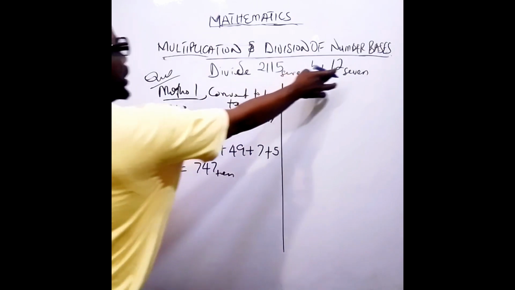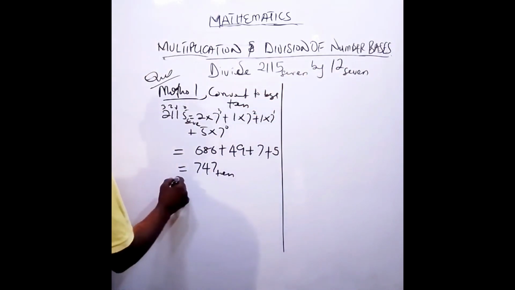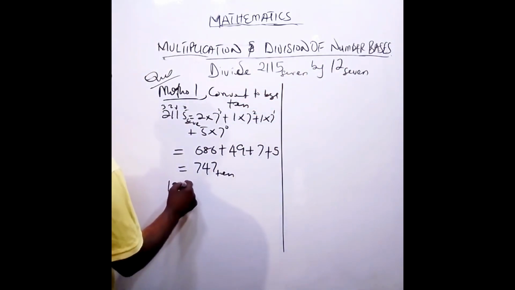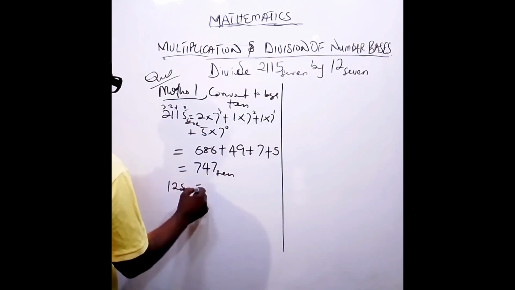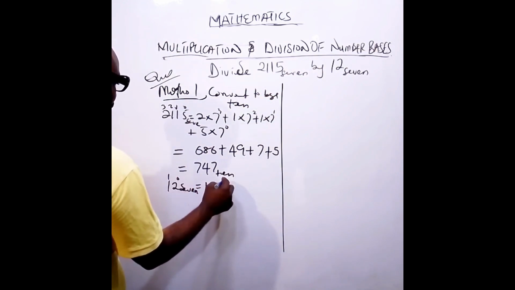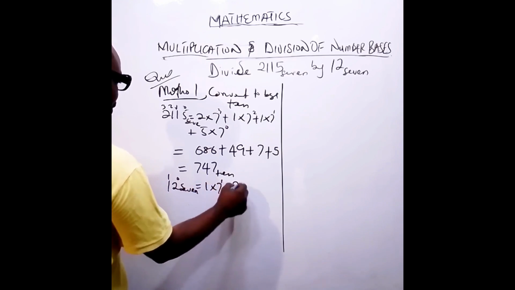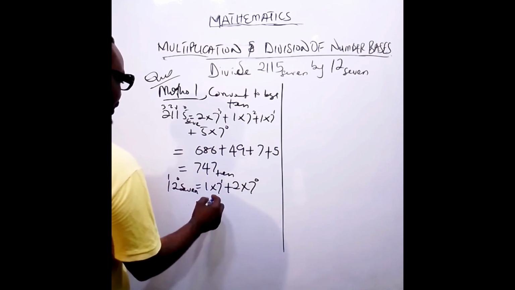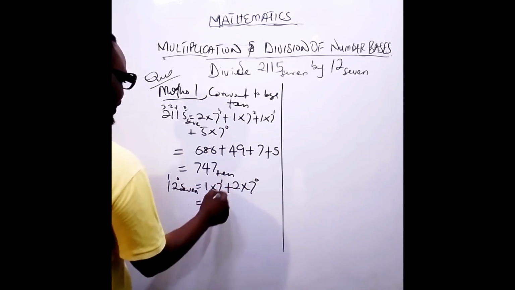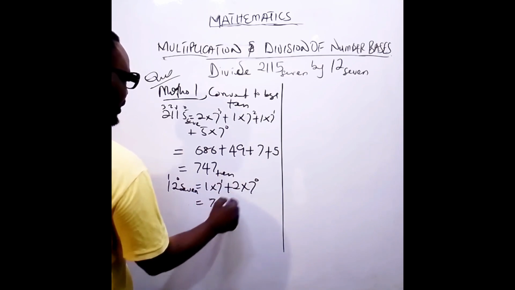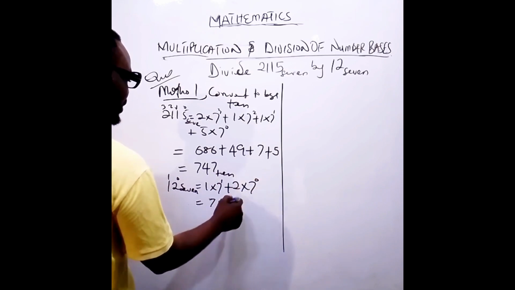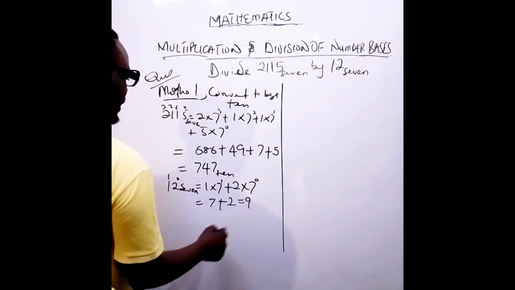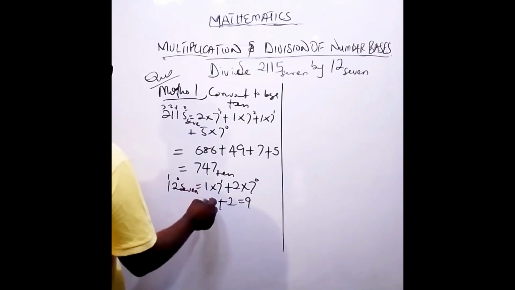We can now as well convert 12 base 7 to base 10. That will be equal to 1 times 7 raised to 1 plus 2 times 7 raised to 0. 7 raised to 1 is 7 times 1 is 7, plus 7 raised to 0 is 1 times 2 is 2. So 7 plus 2 is 9.